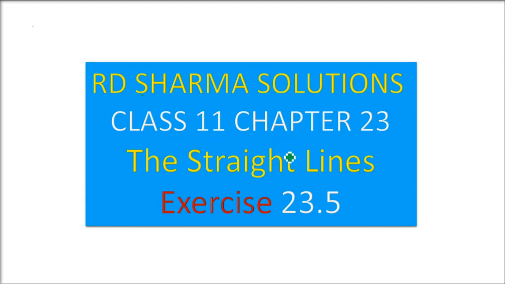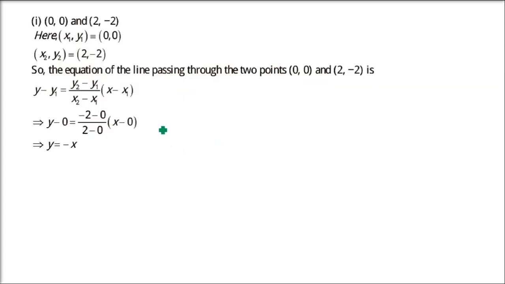We are taking R.D. Sharma's solution, class 11, chapter 23, the straight lines. Exercise is 23.5. Find the equation of the straight lines passing through the following pair of points. So we have 6 parts here.